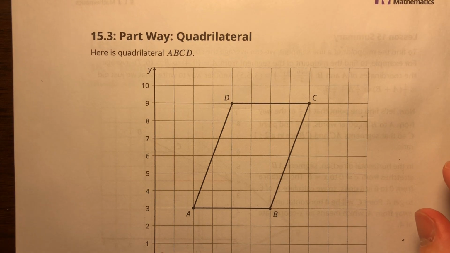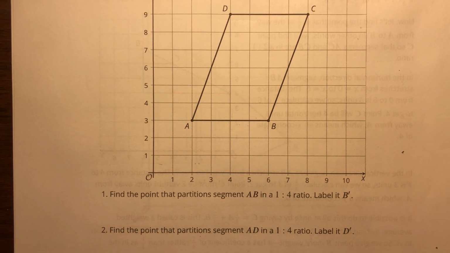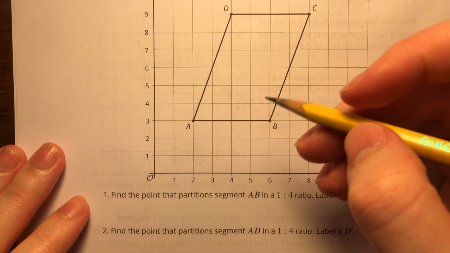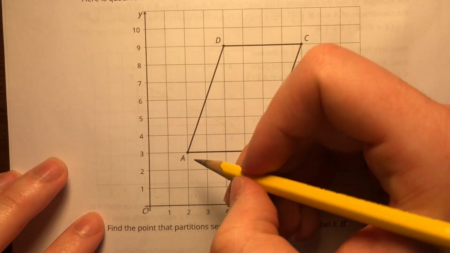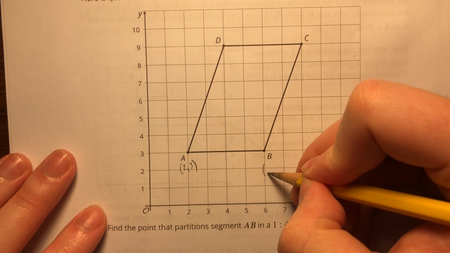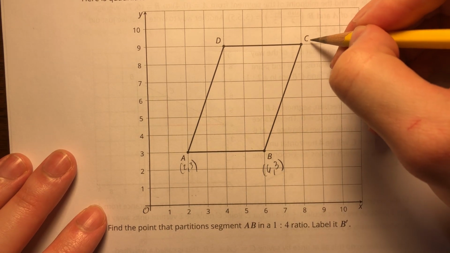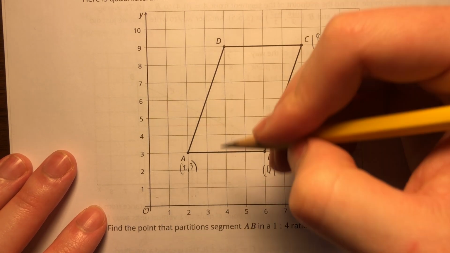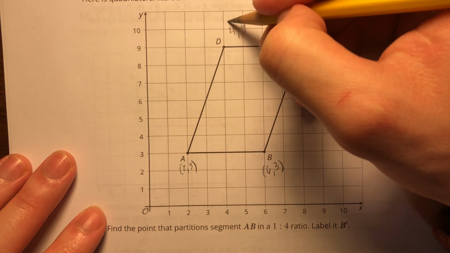Okay, so number one, find the points that partition segment AB in a 1:4 ratio. Label it B prime. The first thing I'm going to do is label all my coordinates. So this is 2, 3. This is 6, 3. This is 8, 9. And this is 4, 9.